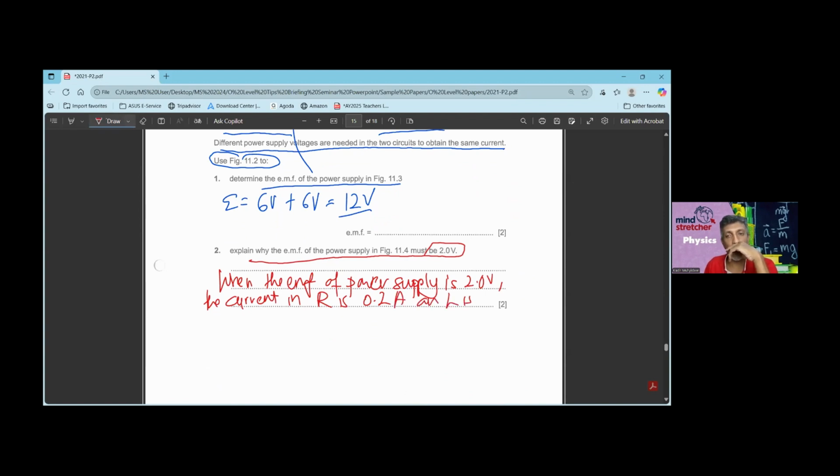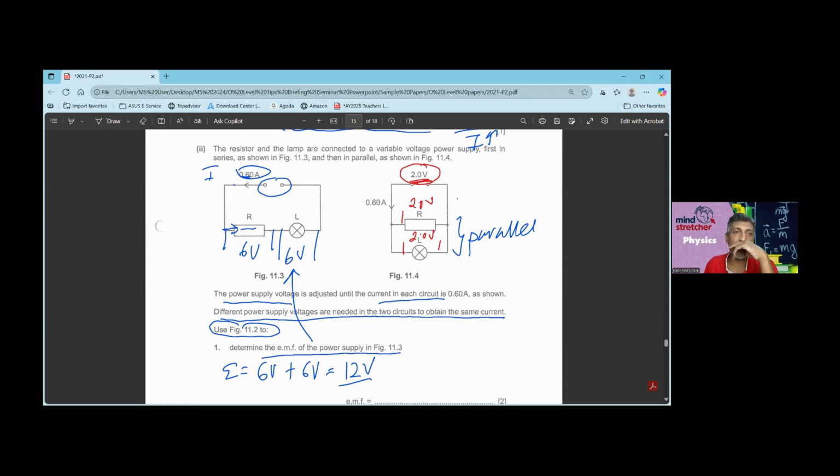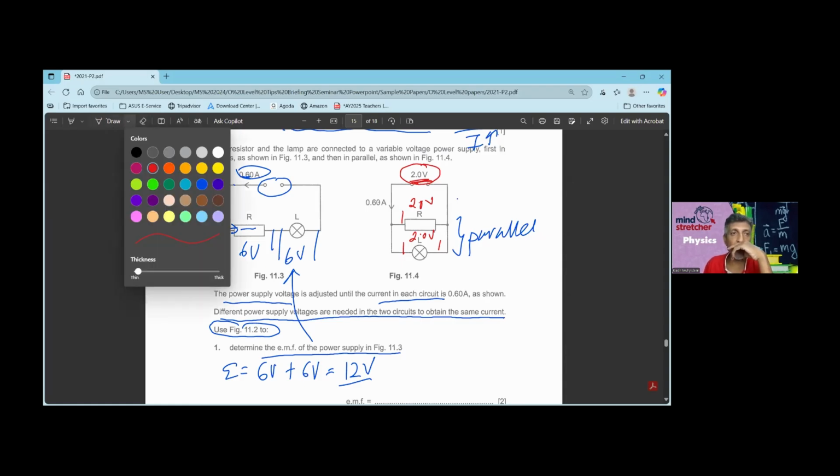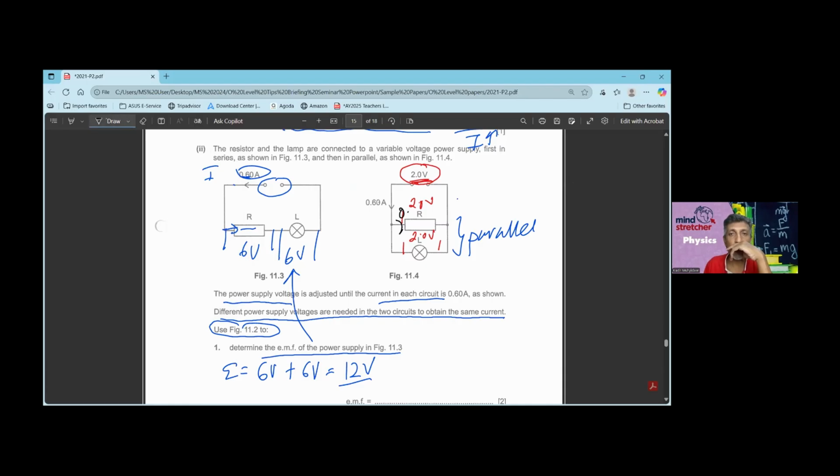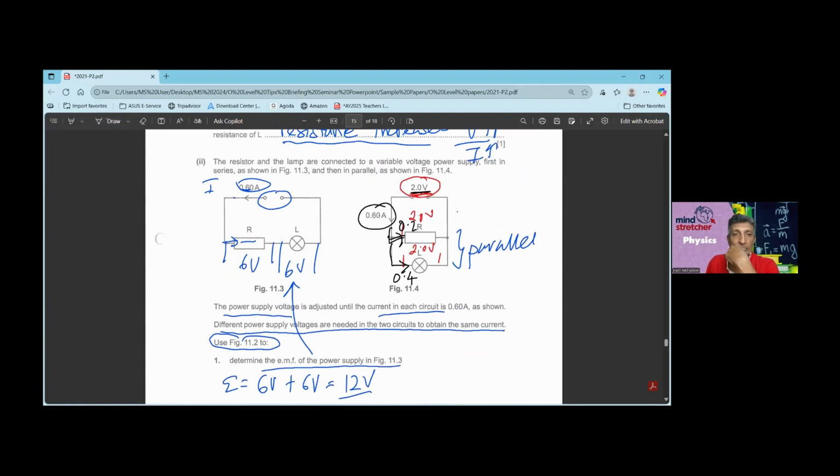And L is 0.4 ampere. And total current is 0.6 ampere. So you add it up. Remember, what actually happens is the current that goes here is 0.2, and the current that goes here is 0.4. You add it up, and when this is 2 volts, the total current will be 0.6. So you'll split as 0.2 and 0.4. That's what this is showing you.